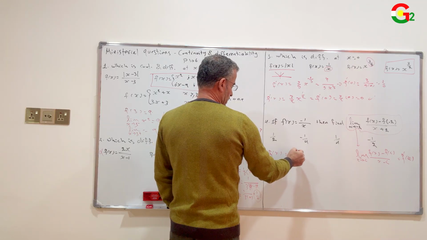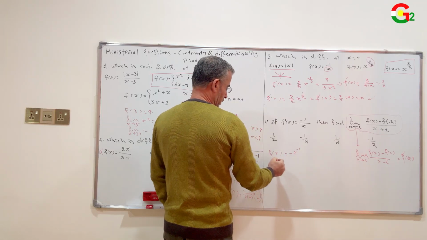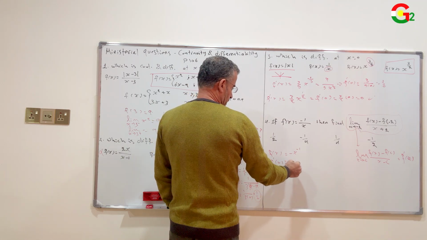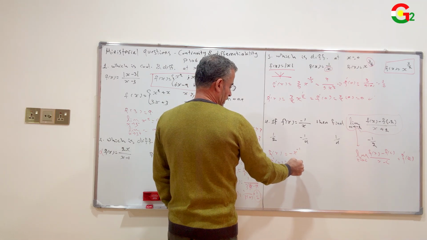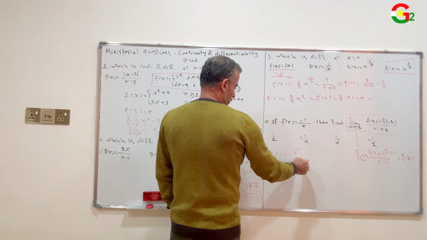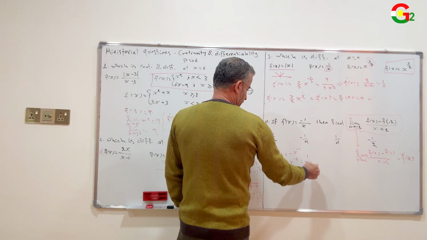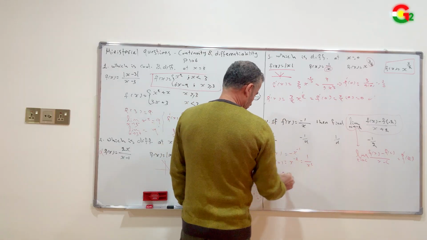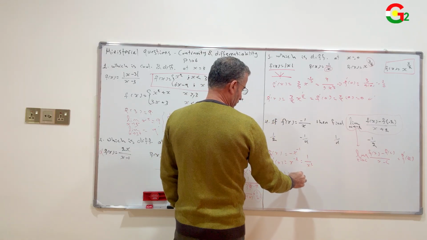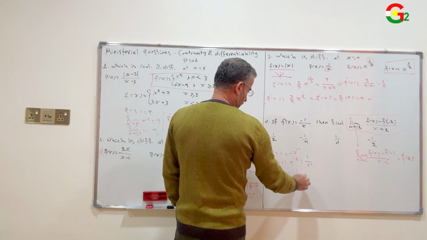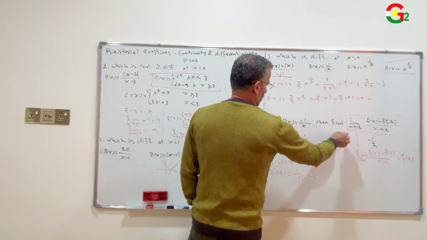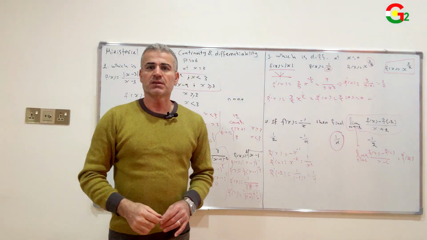Rewrite this function as negative x to the negative 1. The derivative is negative 1 times negative x to the negative 2, which equals 1 over x squared. F prime of negative 2 equals 1 over negative 2 squared, which equals 1 over 4. The right choice is C.